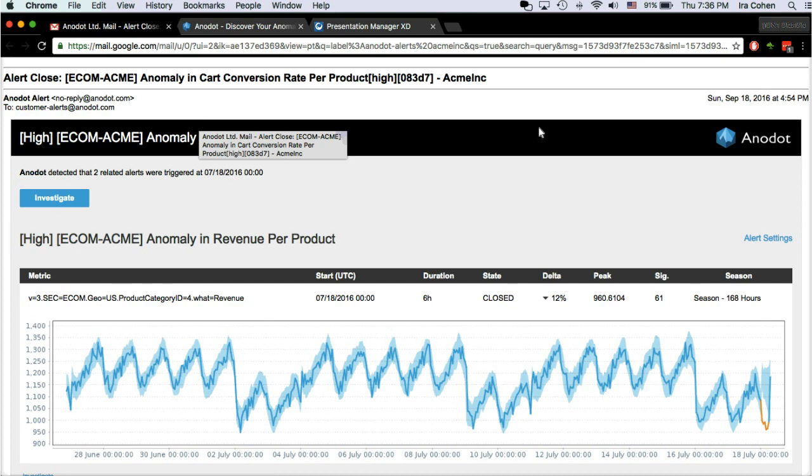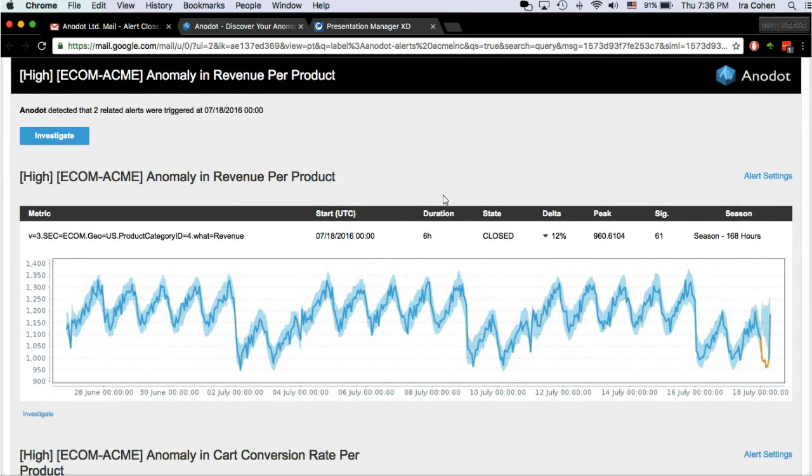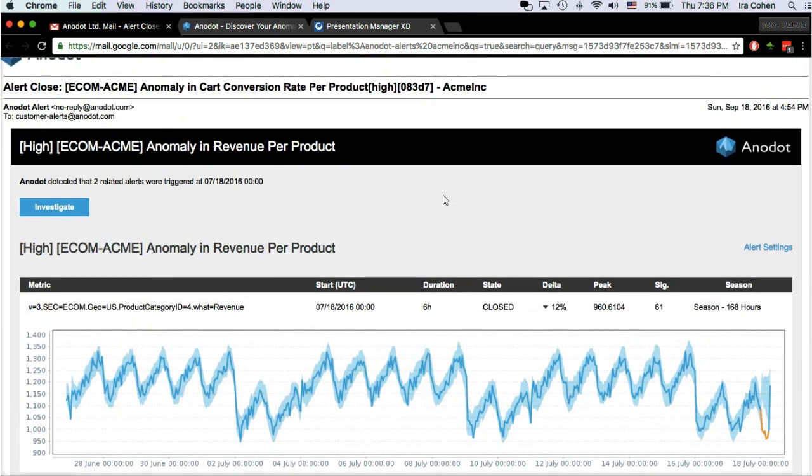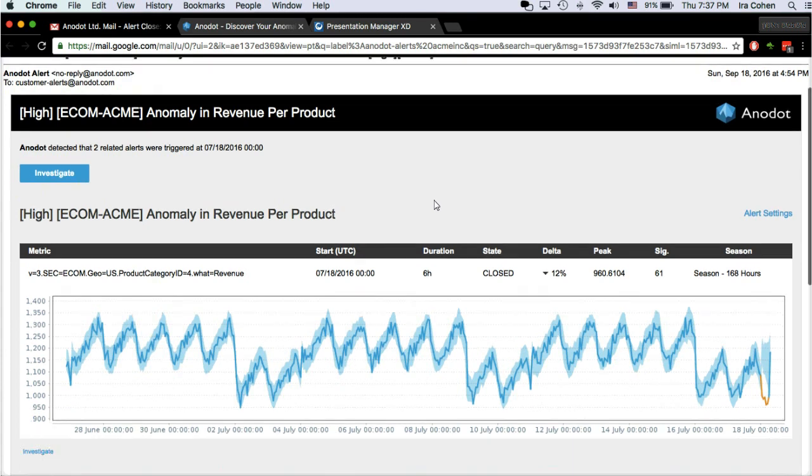So here's an alert, actually a demo alert that our system produced. In this case, it arrived in email. What you see here is that the alert is about an anomaly in cart conversion rate. The idea here is I'm an e-commerce site. I'm measuring cart conversion per product and per geography, and also measuring revenue per product and geography. And I want to be alerted, as an analyst in that company, if there is an anomaly in revenue or cart conversion. The anomaly here shows two metrics.